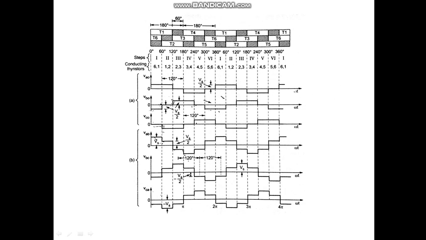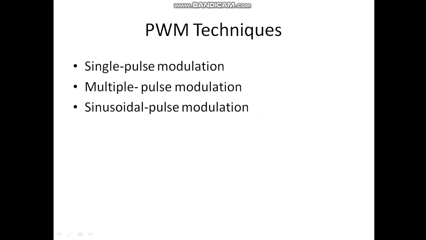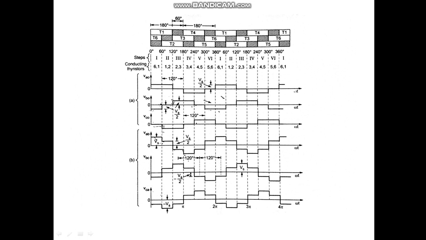At interval 3, R phase was hanging. See step 3: is R phase connected? No, it is not connected to a source. So for R phase it is 0 volts over here. From here, the voltage will be reversed. Similarly, you will get the output for Y phase with a 120-degree delay to it, and for B phase with another 120-degree delay.